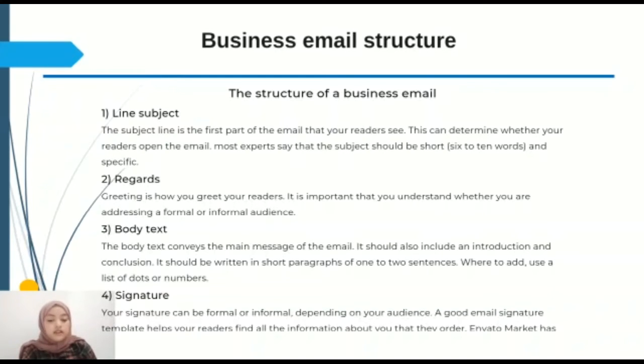The last number, 4. Signature. Your signature can be formal or informal, depending on your audience. A good email signature template helps your readers find all the information about you that they need. And Photomarkot has useful signature templates to make your email signature more professional.